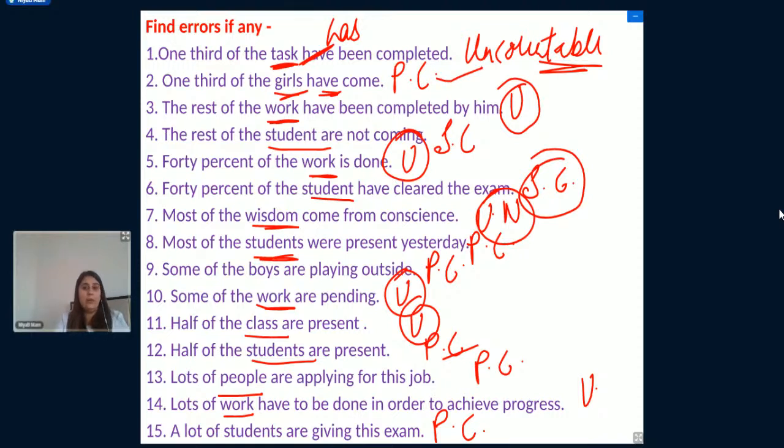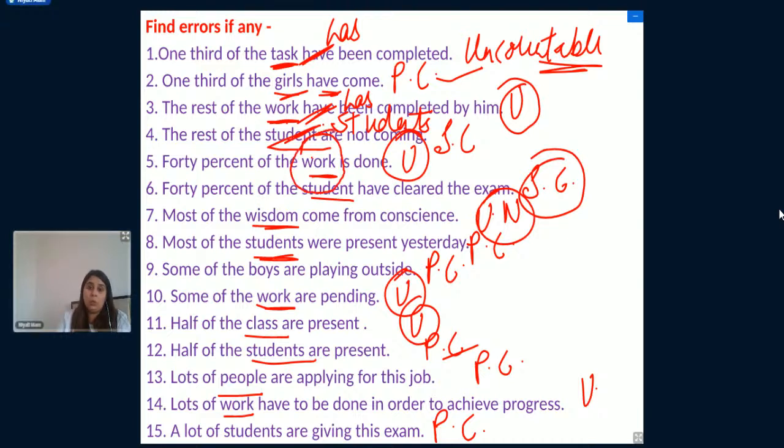The sentence is correct. The rest of the work have been completed by him. Uncountable noun. Plural verb is given. So here it comes, has. The rest of the students are not coming. Now, this is something opposite happening here. The rest of the student, we can never use a singular countable noun after these words. So what we are going to do now, we are going to change the noun. The rest of the students.